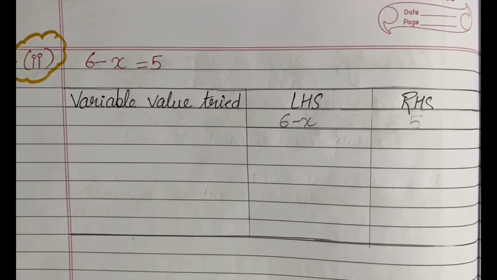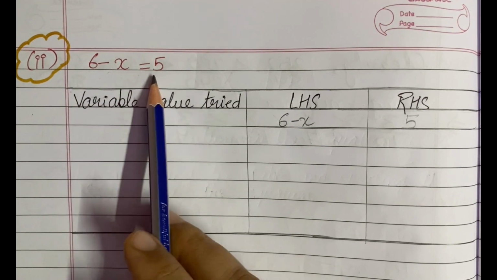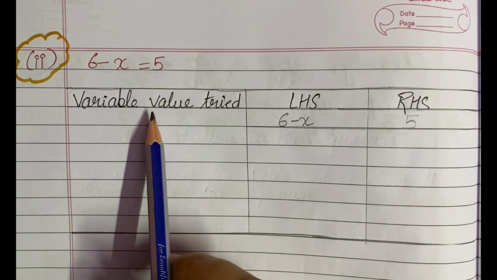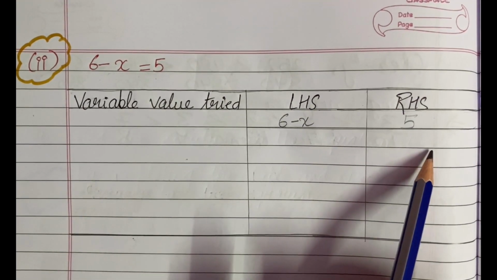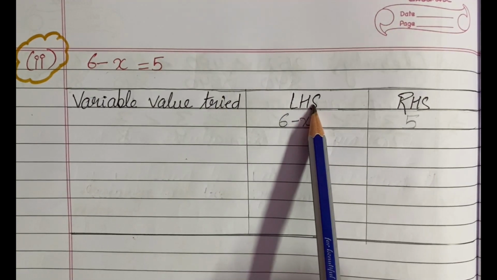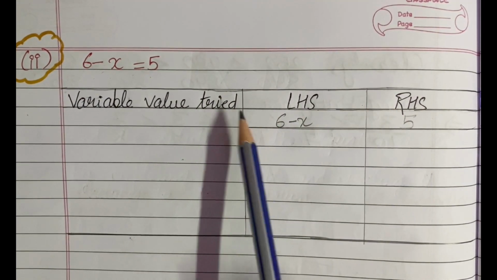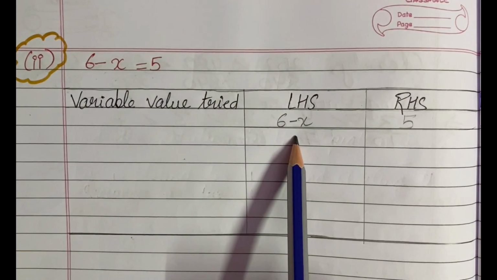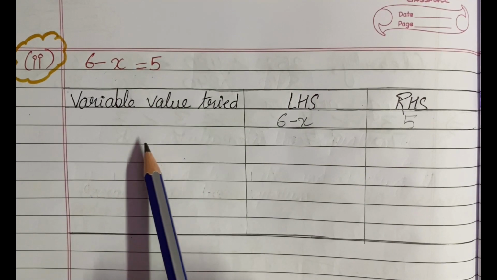Now I have taken the second part of the same question and it says that 6 minus x is equals to 5. So students, we will make a table and divide the table into three parts. First part variable value tried, second part LHS, and third part is RHS. And here LHS in the expression is 6 minus x and RHS is 5. Now we will put the values.